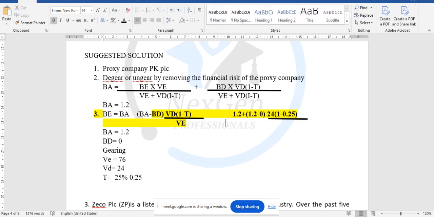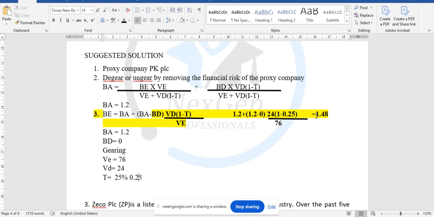Class, I need the figure so that we can move on. So what is it divided by the value of equity? 76%. So 76%, final answer: 1.48. That is the final answer. So your equity beta is 1.48.